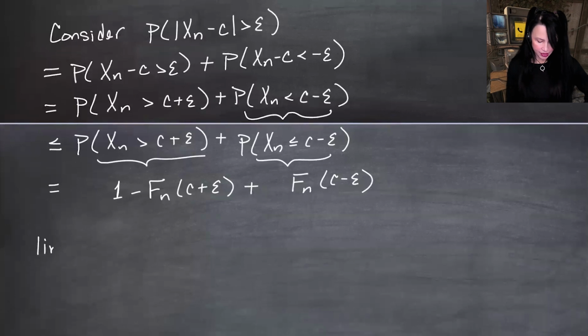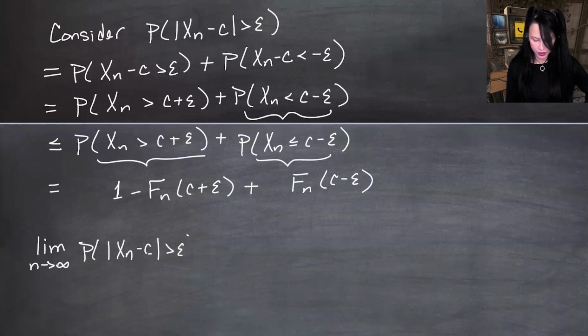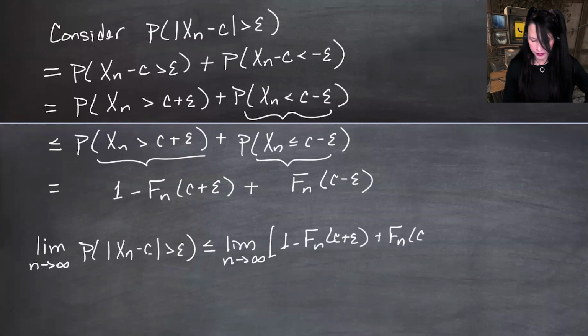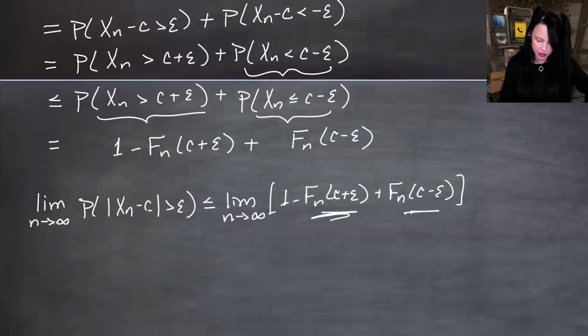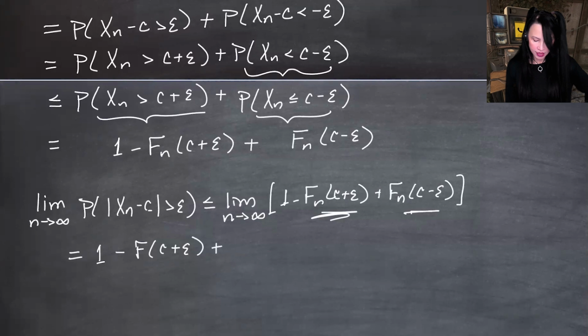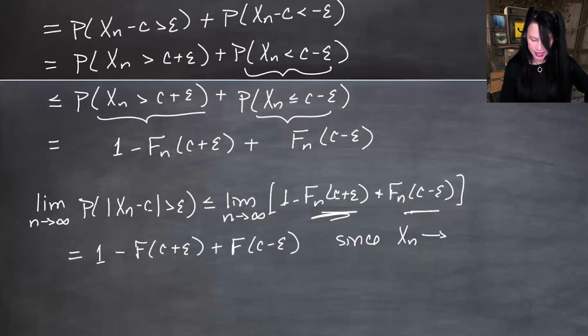I think we're ready to take a limit. I'm going to take the limit as n goes to infinity of the probability that the absolute value of Xn minus c is greater than epsilon. This is less than or equal to the limit as n goes to infinity of 1 minus Fn of c plus epsilon, plus Fn of c minus epsilon. And because the Xn's converge in distribution to X with corresponding CDFs Fn and F, I do know that these Fn sequences converge to capital F of c plus epsilon and c minus epsilon respectively. So this is taking the limit: 1 minus capital F of c plus epsilon plus capital F of c minus epsilon. And this is since Xn converges in distribution to X. That is the assumption for this part of the proof.